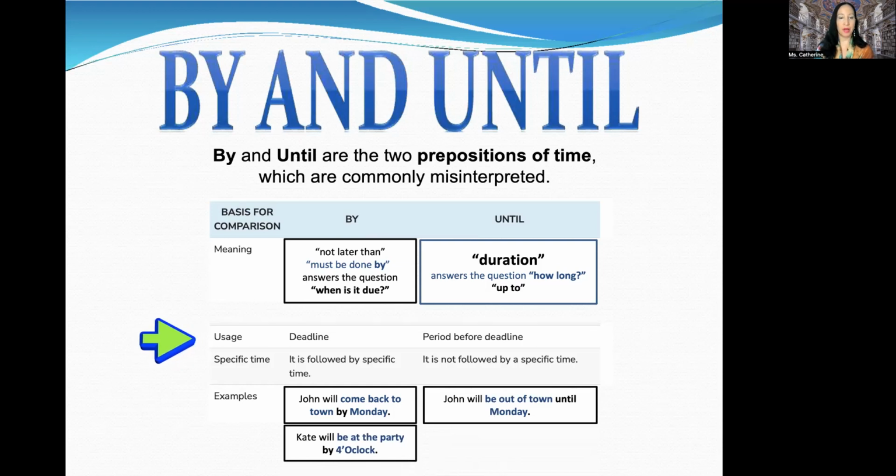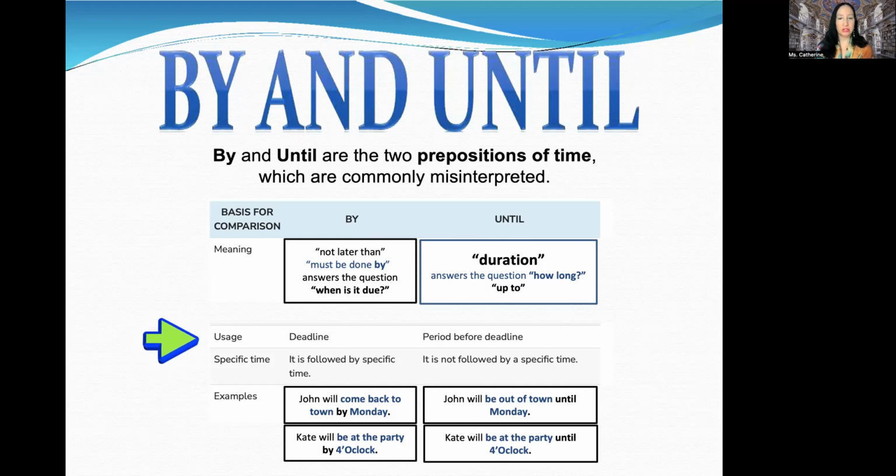Another example of by would be, Kate will be at the party by 4 o'clock. Or we can say, Kate will be at the party no later than 4 o'clock. Okay. Another example of until would be, Kate will be at the party up to 4 o'clock. So you see the differences. I know until is typically not followed by a specific time, but there are instances, and I wanted to show these to you, okay?